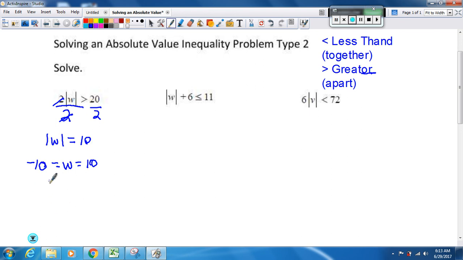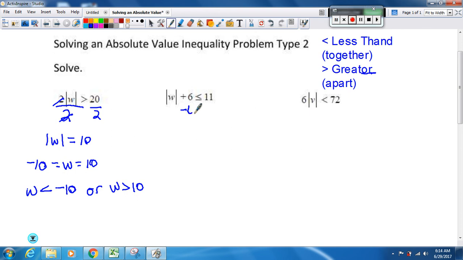So what you do with a greater situation is you use opposite symbols. So less than negative 10, I use the less than with a negative 10 because negative numbers are less than 0. And then I told you you're going to use the word or. W is greater than 10. So whatever the smaller number is has a less than with it. Whatever the larger number is has a greater than with it. And that's your answer.